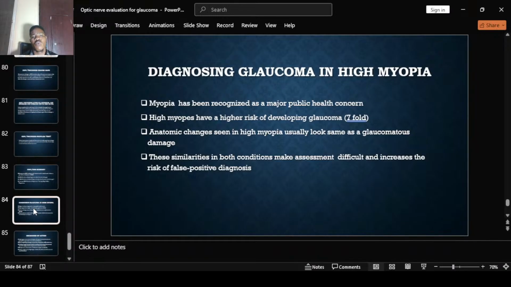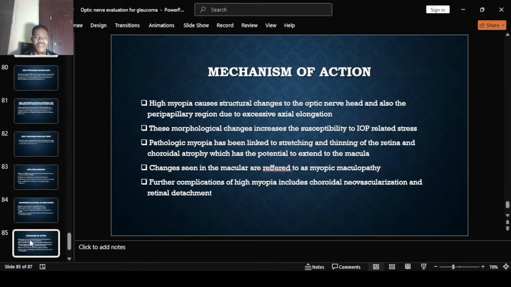If you watched part 1 of this series, I talked about one of the challenges of examining an optic nerve head in glaucoma analysis: people who have myopia usually have a myopic disc, a tilted disc, so it's usually difficult assessing their optic nerve head. These are some of the challenges we have in people who have myopia and glaucoma. These similarities in both conditions make assessment difficult and increase the risk of false positive diagnosis.